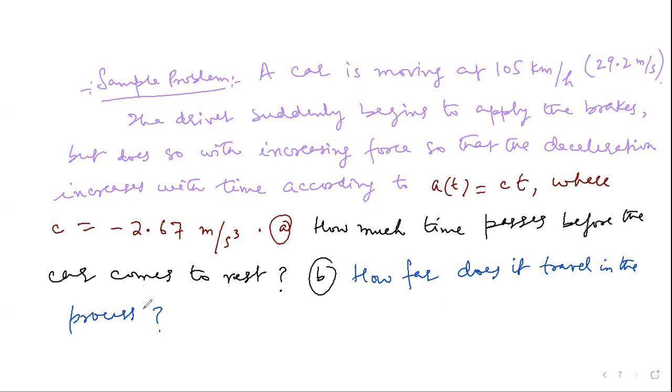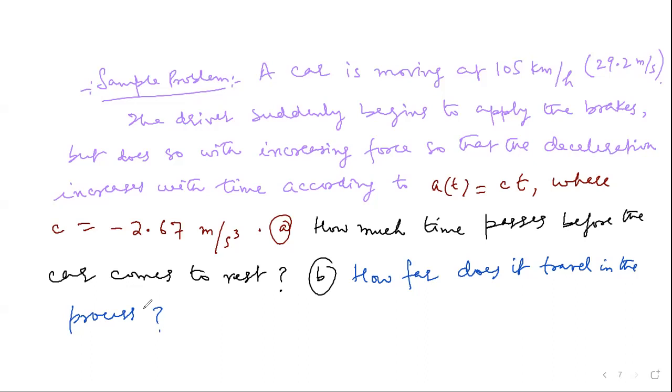Repeat the question. A car is moving at 105 km per hour, which is 29.2 meter per second. The driver suddenly begins to apply the brakes, but does so with increasing force so that the deceleration increases with time. According to a of t is Ct, where C is minus 2.67 meter per second cube. Part A says how much time passes before the car comes to rest, and B says how far does it travel in the process.